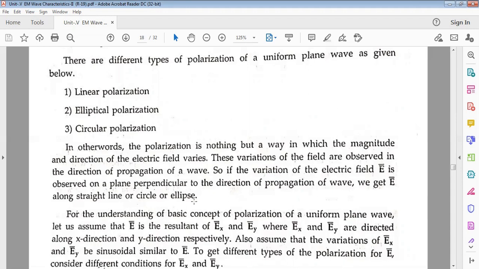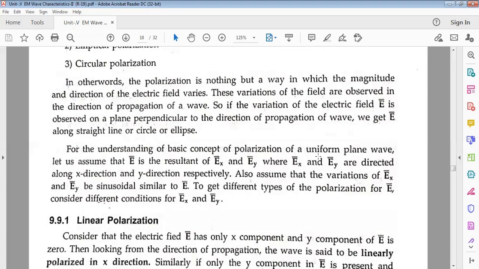The line is nothing but linear polarization. Circle means circular polarization. If it is an ellipse, it is elliptical polarization. So if the variation of electric field E bar is observed on a plane perpendicular to the direction of propagation of the wave, we get E bar along a straight line, which is linear polarization, a circle, which is circular polarization, or an ellipse, which is elliptical polarization.